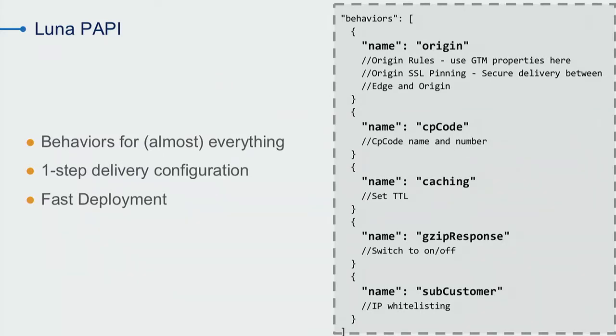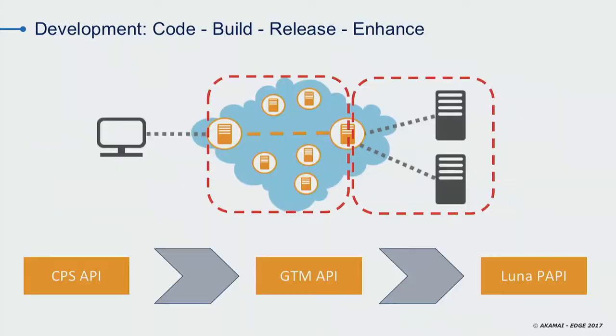It's a one-step delivery configuration process. You can submit the whole configuration in one go, in one JSON body, and you have an environment already going. And then again, we have fast deployment. So these are all the different pieces that we think of as critical to setting up an environment.